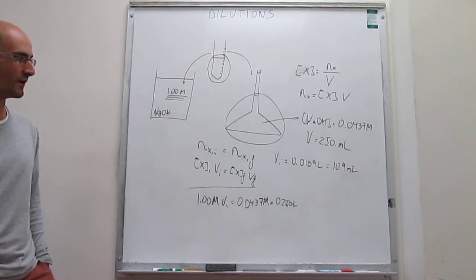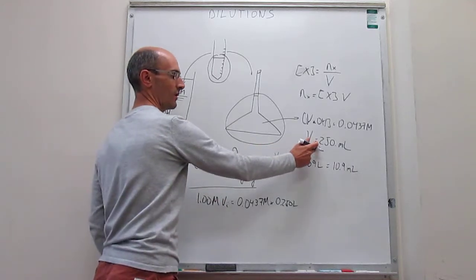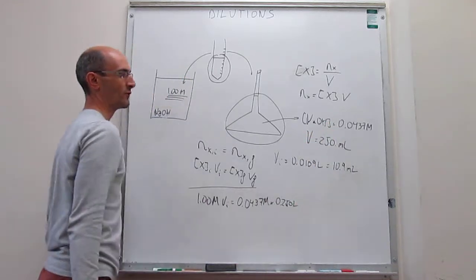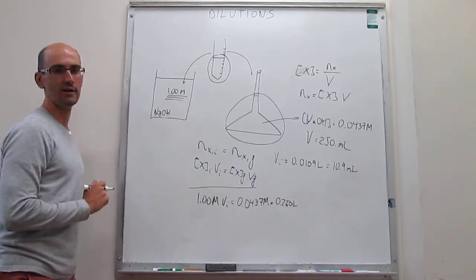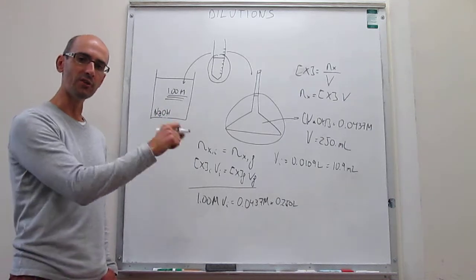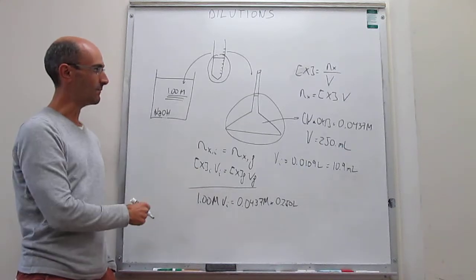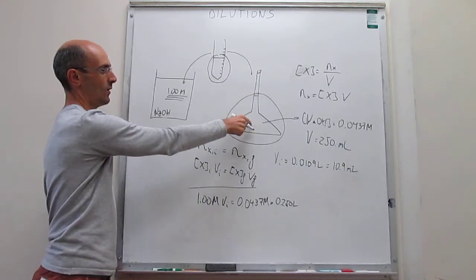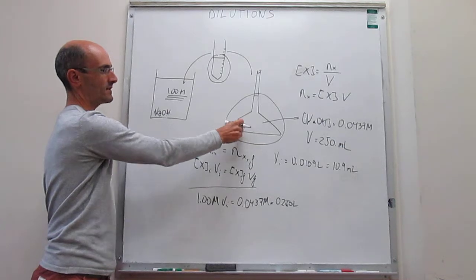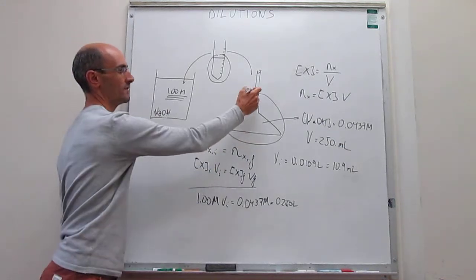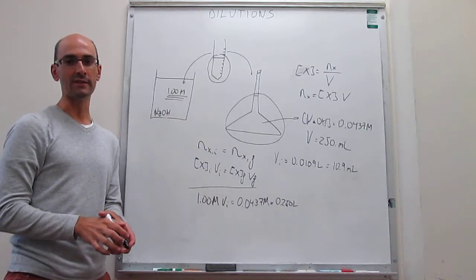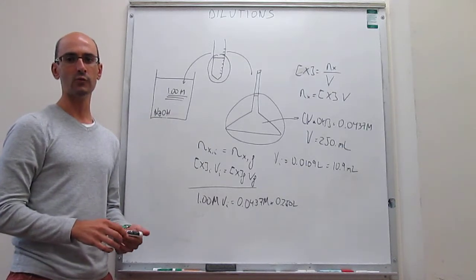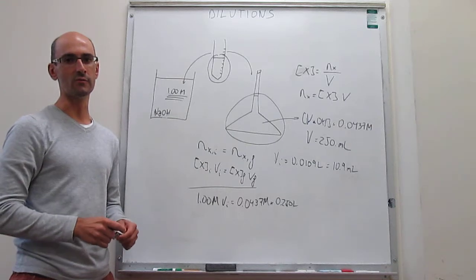So to prepare 250 milliliters of 0.0437 molar sodium hydroxide from a 1 molar stock solution of sodium hydroxide, you need to pipette out exactly 10.9 milliliters, pour them into the volumetric flask, and then add enough water until you get to 250 milliliters. In this video we have explained what a dilution is and how to do a numerical calculation with that concept.